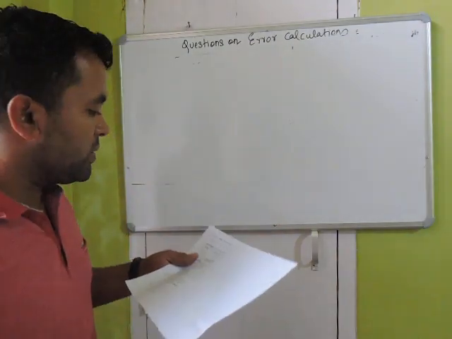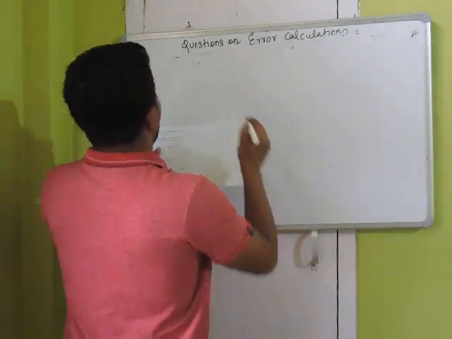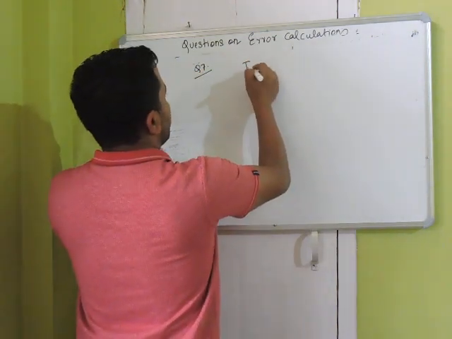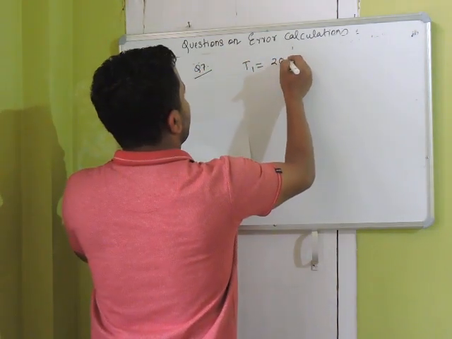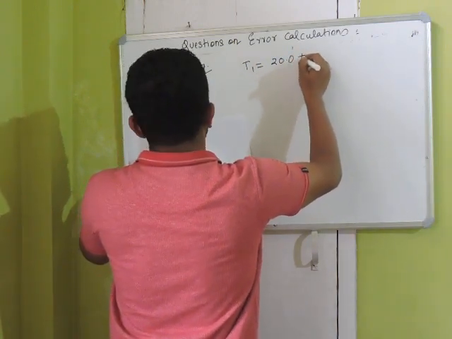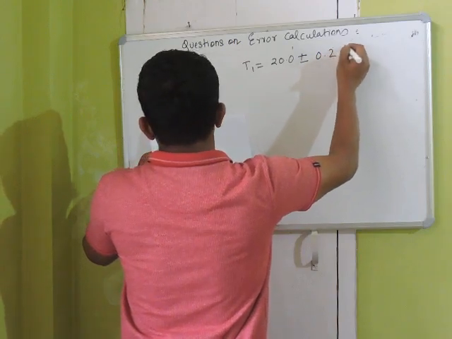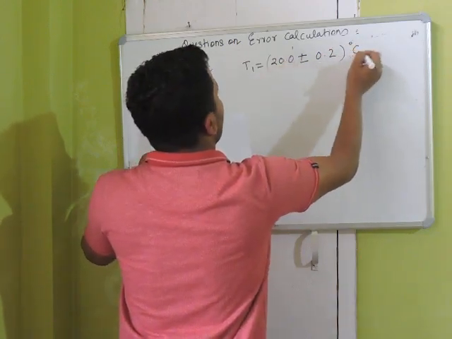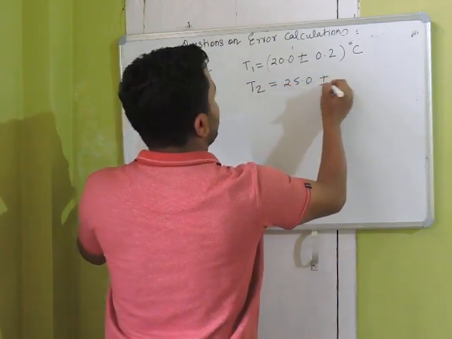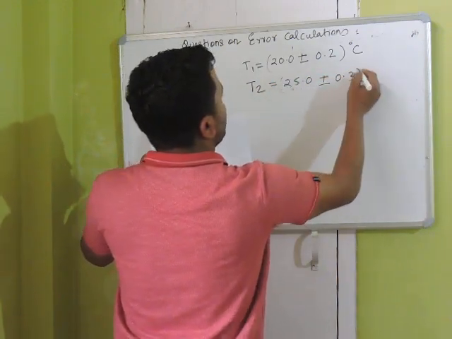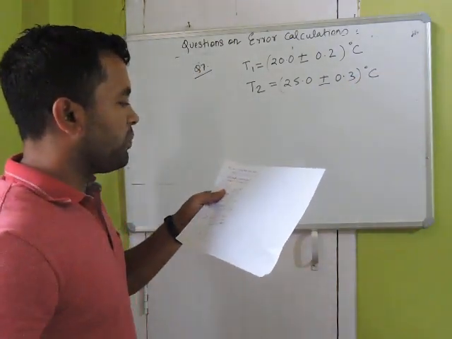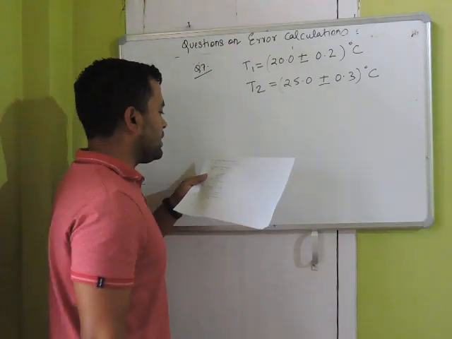The question is, on heating, we are recording temperature, and one temperature is 20.0 plus minus, this is one reading, and second reading is... Now the question is calculate the maximum possible error in increasing temperature.